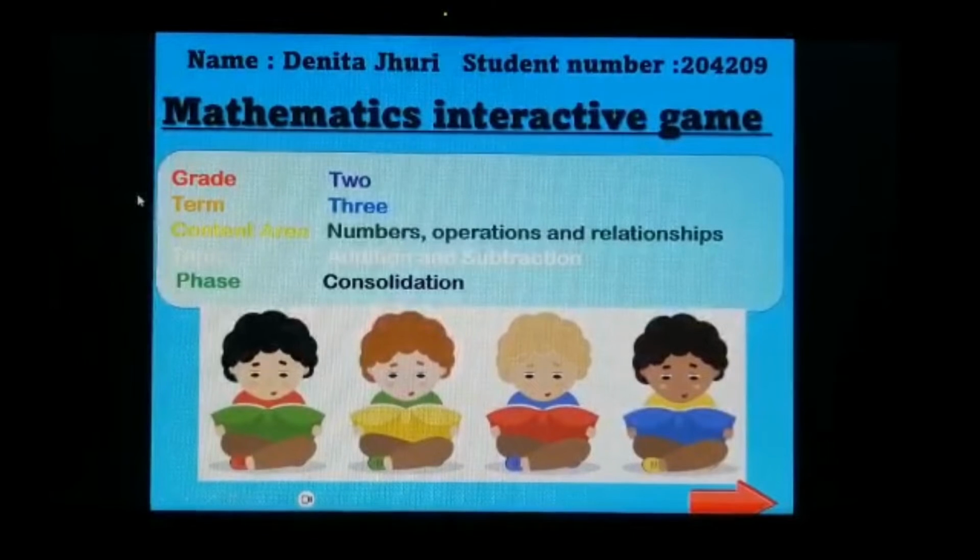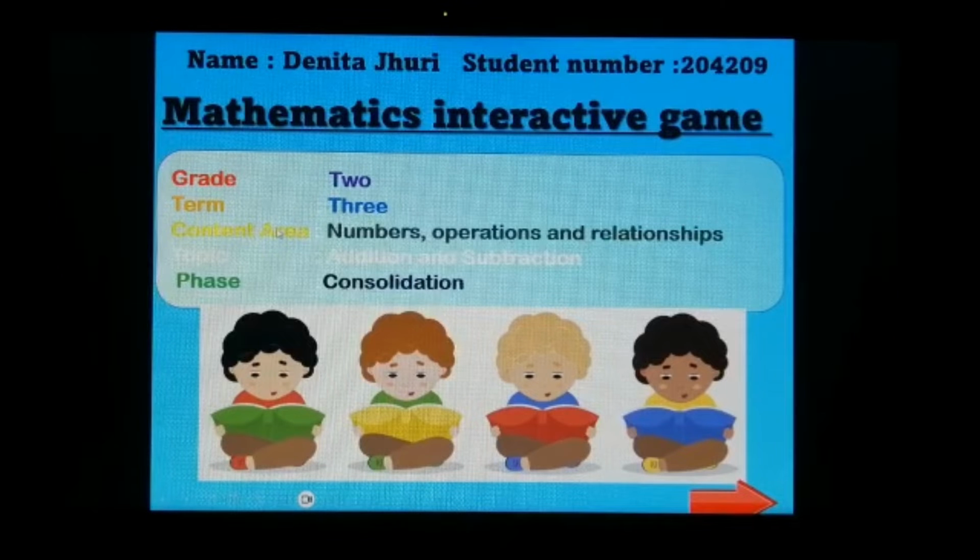Okay, without further ado, let us get started. We are doing a mathematics interactive game. The grade for which we are doing this game is grade 2. Remember everyone that you must have completed the content from term 3 in order to proceed with this game. Also remember that we always use the CAPS document for everything that we do.